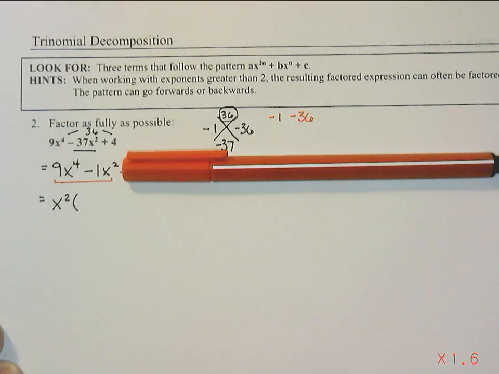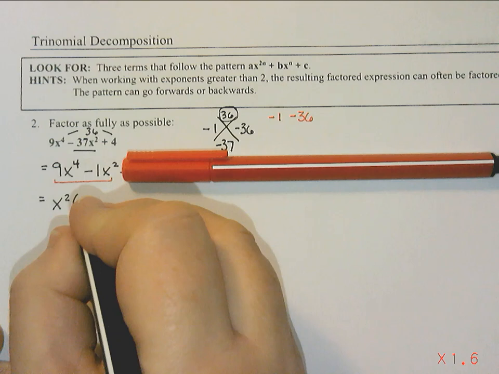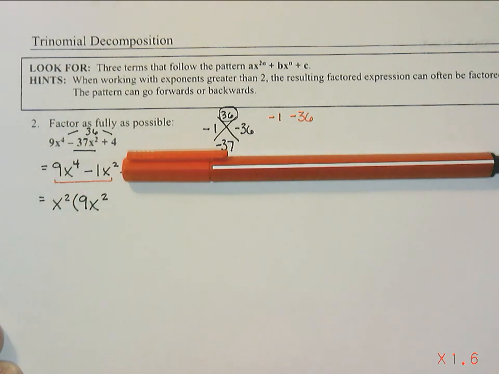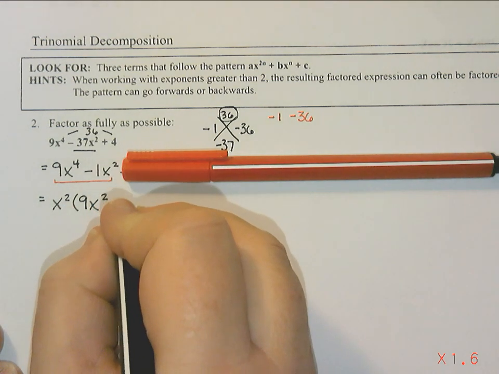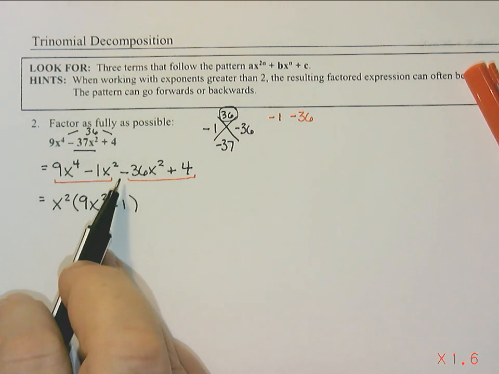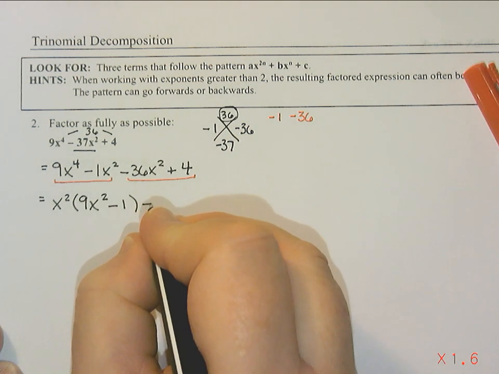So 9x to the 4 divided by x squared: I'd have to multiply x squared by 9, and then 2 more x's, so that would be 9x squared, to get 9x to the 4. And then to turn an x squared into a minus 1x squared, I would need to multiply by minus 1. We always take our sign from the middle, so this is going to be minus.